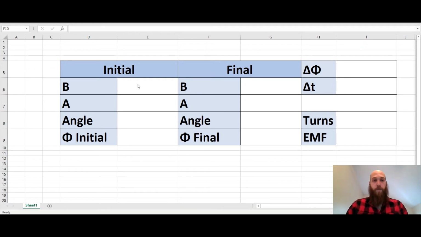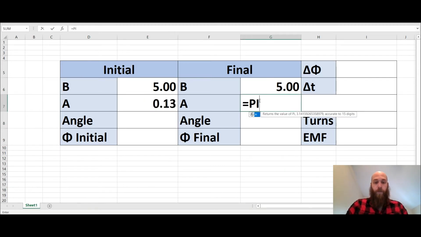So let's start by plugging in what we know. The magnetic field doesn't change. It's 5 before, and it's 5 after. And we know the area isn't going to change either. That is just a circular loop of wire, and so it is just going to be pi times r squared. In this case, our radius was 0.2. So again, on this side, pi times r squared.